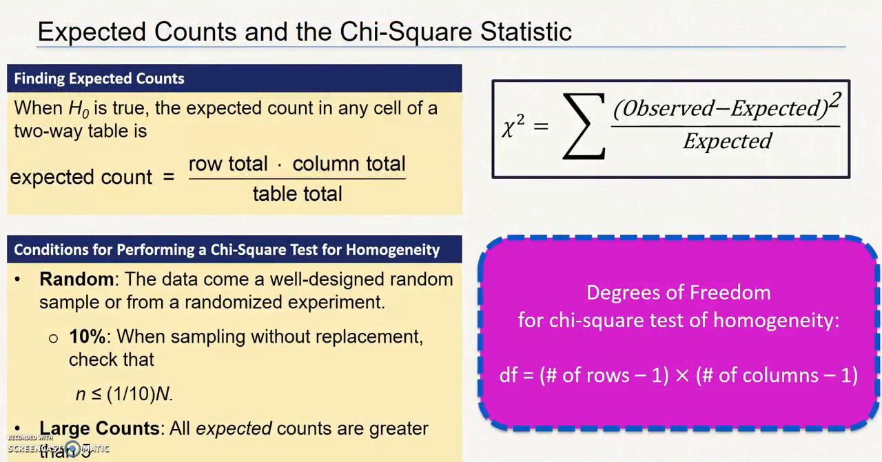So we have a couple rules here. The conditions that you check are the same. The test statistic itself is the same. The expected count is different, as are the degrees of freedom. So take a moment to take that in.